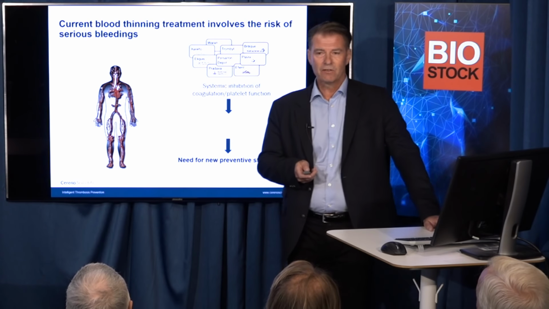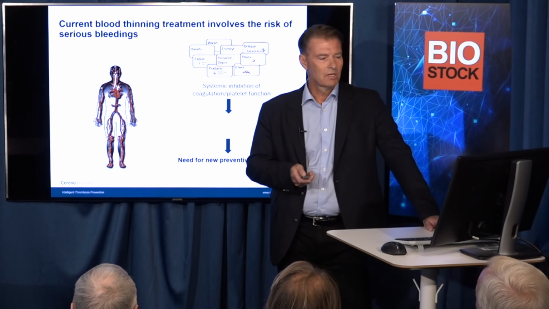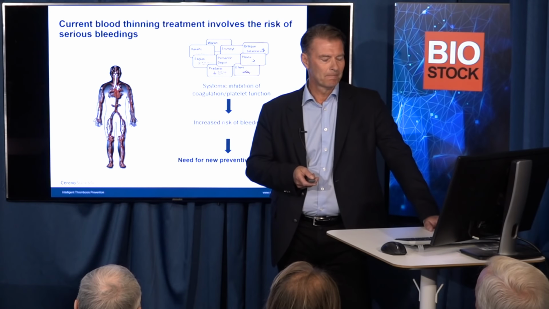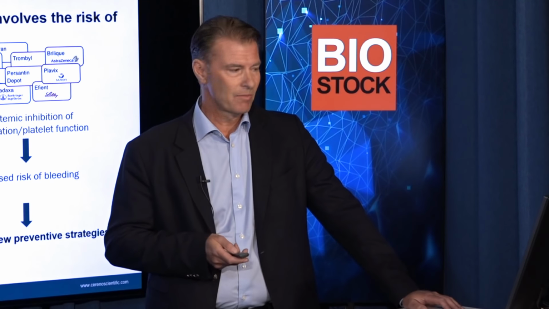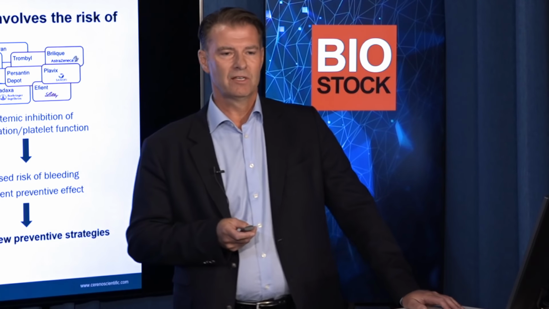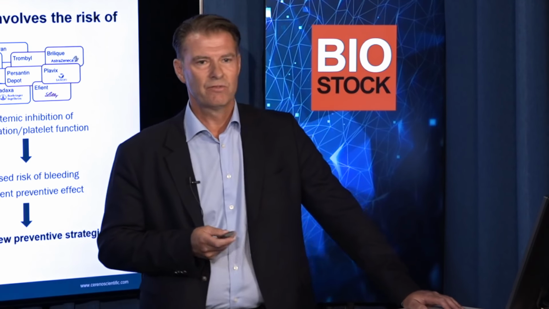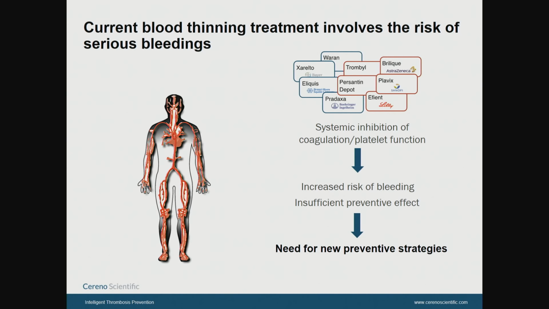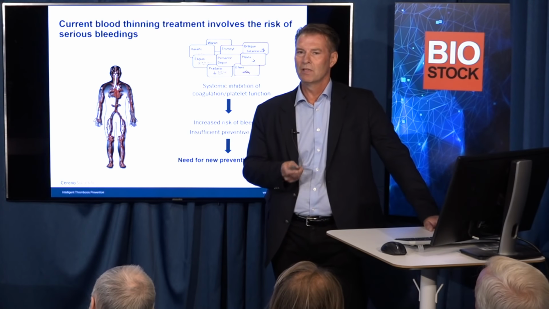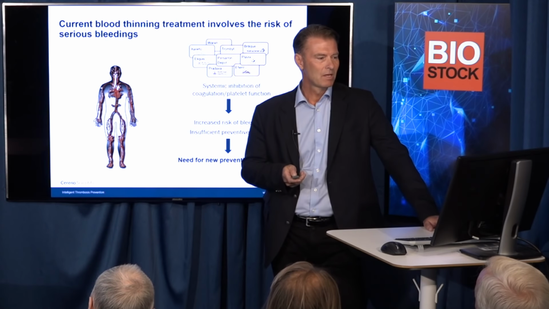So all drugs act as blood thinning drugs, and it's a systemic drug effect. It increases the risk of bleeding, as I mentioned, and the problem is that the pharmaceutical industry has developed these drugs in lower dosages than would have been the case if they didn't cause bleeds. If you increase the dose, it's high risk for bleedings. So there's both an efficacy problem on the market and a risk problem, an adverse reaction problem. So there is a need for new preventive strategies on the market.